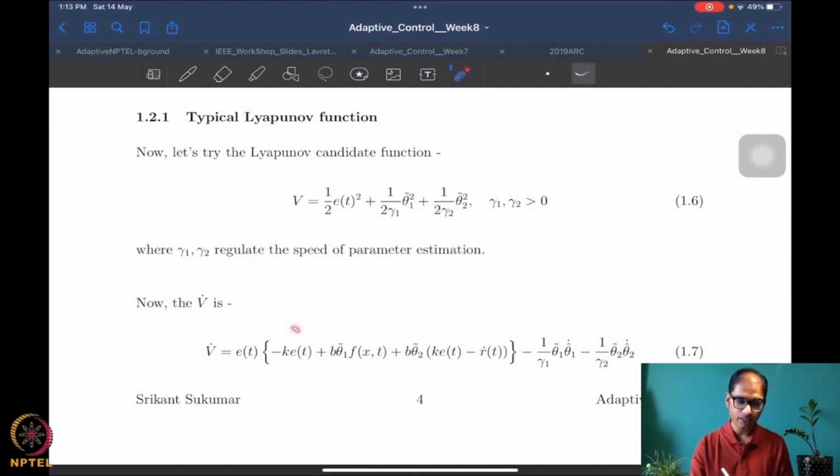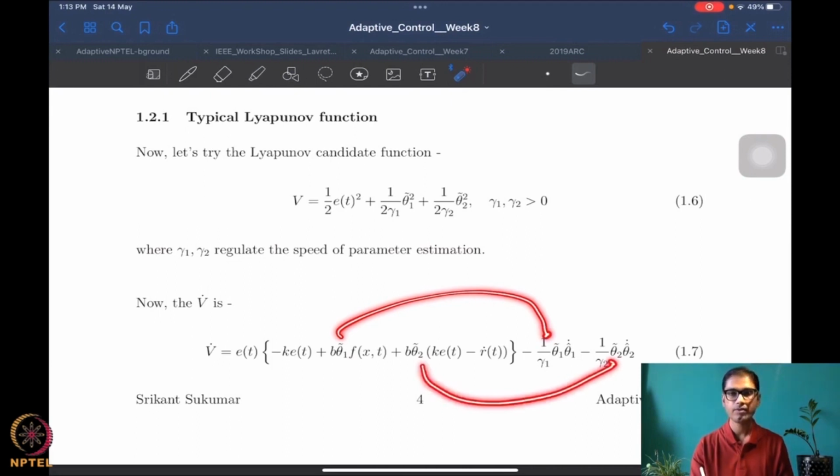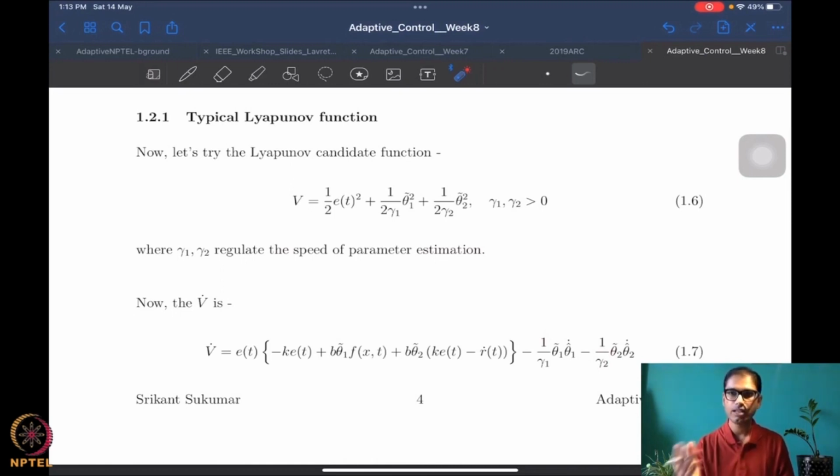We have this nice negative term coming from here, right? But then we have these theta 1 tilde and theta 2 tilde terms. So of course we try to club these two terms and these two terms. That's what we've been doing again, right? We've just been clubbing the theta tilde terms and using the theta hat dots to cancel out the errors, right?